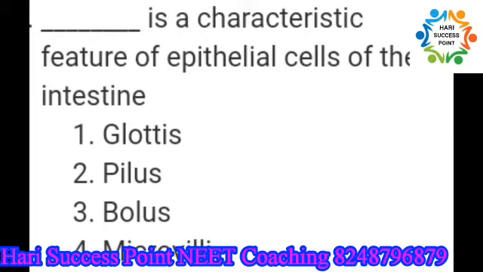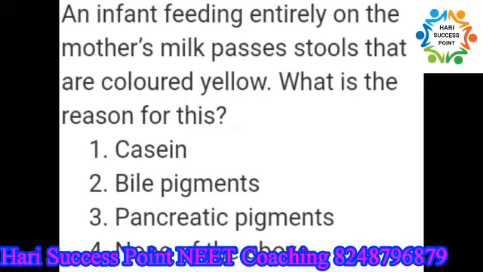So there are certain special types of structures which increase the surface area of absorption. The epithelial cells of the intestine have small finger-like projections called microvilli to increase the area of absorption. Then come to the third question. An infant feeding entirely on the mother's milk passes stools that are colored yellow. What is the reason for this? Options are casein, bile pigments, pancreatic pigment and none of the above.